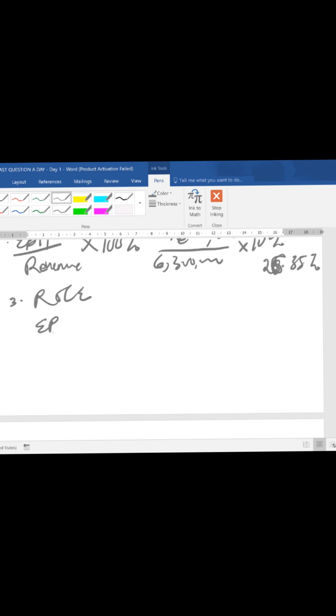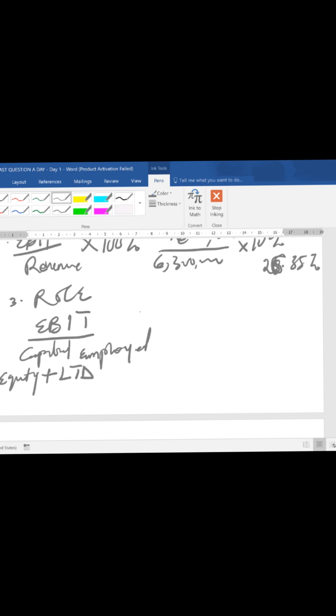So it is our earnings before interest and tax over our capital employed. And our capital employed is the same as our net asset or our equity plus our long-term debt. So you move to your balance sheet, you add your equity plus your long-term debt, or your total assets less your current liability gives you your capital employed.